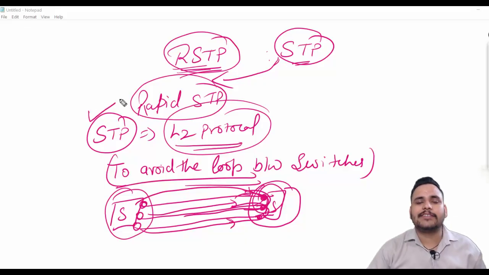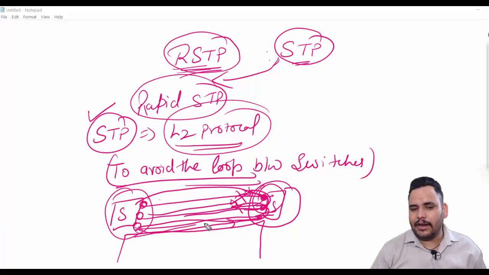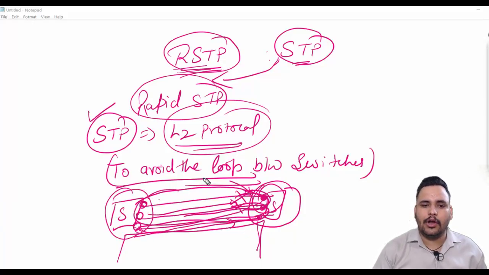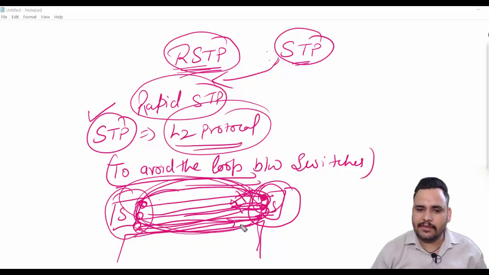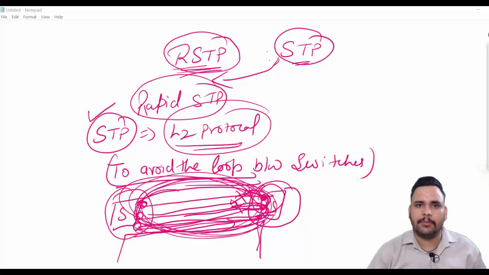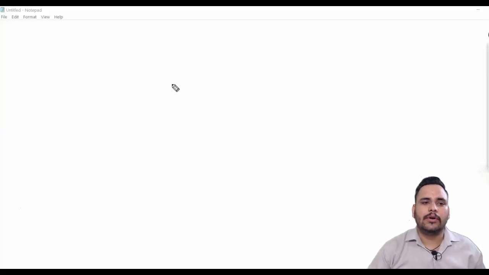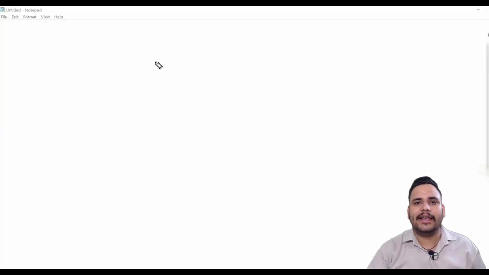So what will STP do? It will do an election and keep only one port active at one time, and the other two ports will be in the blocking state, so that data can be transferred using only one port. The packet will not circulate like this; that is the process of a loop. To avoid loops we use Spanning Tree Protocol, and Rapid Spanning Tree Protocol is a version of spanning tree. This is the basic description of STP.